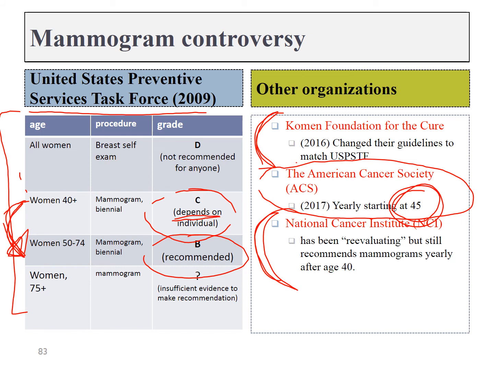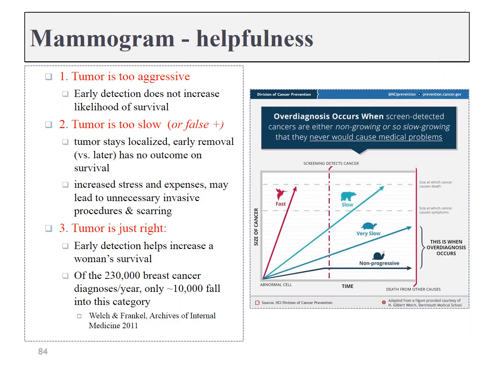Bottom line is that many of your female patients are going to be confused because there are a number of very good agencies here recommending different things. And so you're going to have to help clarify what the controversy is and maybe provide them with an overly simplistic answer. So what's the controversy? Surely detecting a tumor earlier is always better than later.